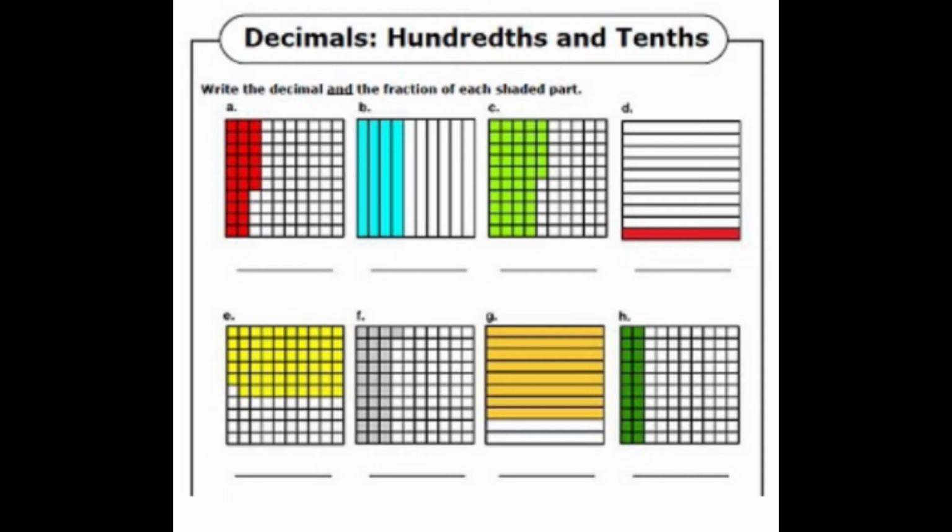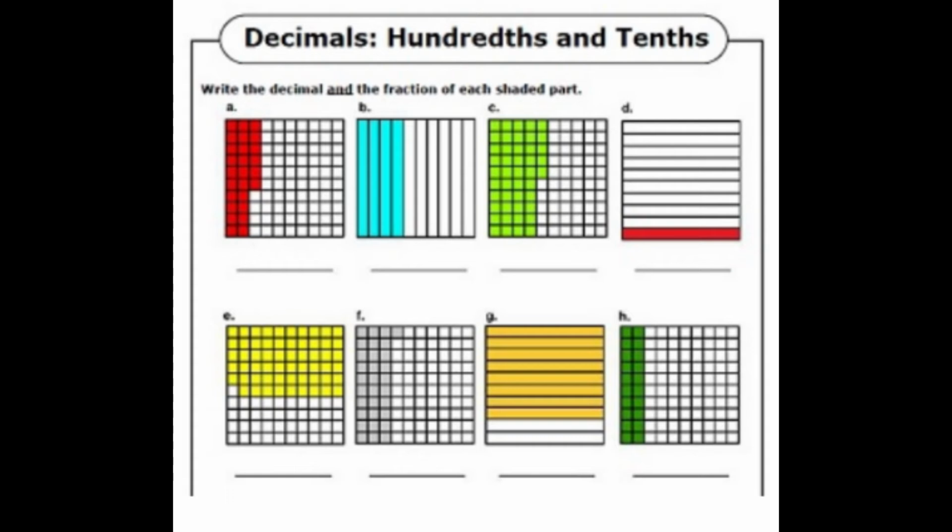That means each little square is worth 1/100th, or 0.01. So what I can do is count all those little squares and see how many of them I have. If you're nice and clever, you'll realize that each column is worth 10. That means I have 2 10s plus 1, 2, 3, 4, 5, 6 more. So I have 26/100ths shaded in.